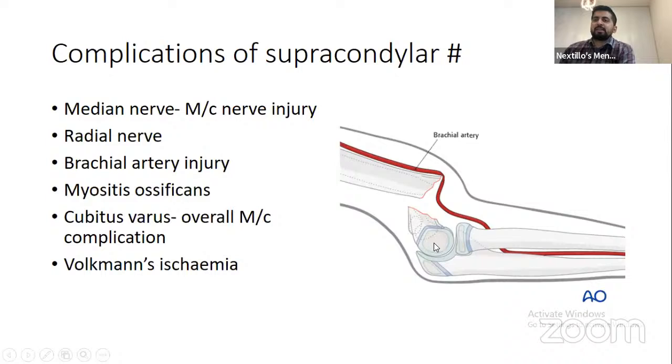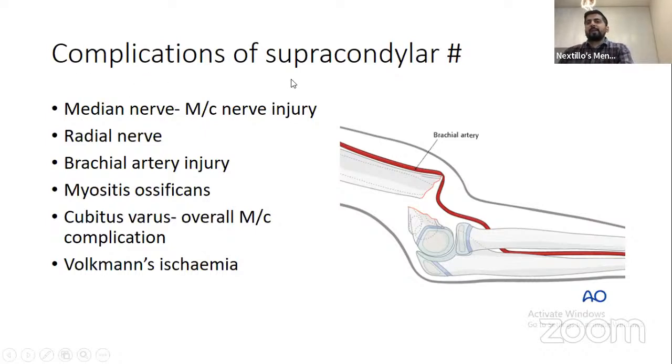Now, if you can see in this, the distal fragment of the fracture has gone posteriorly, and hence this is one of the extension type of fractures. If this fragment had come here and that fragment had been there, the distal fragment would have been anteriorly and the fracture would have been called a flexion type.